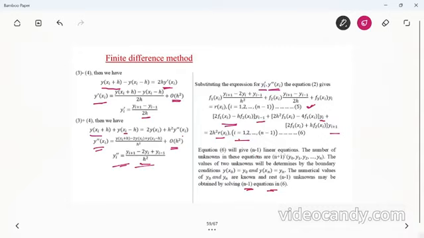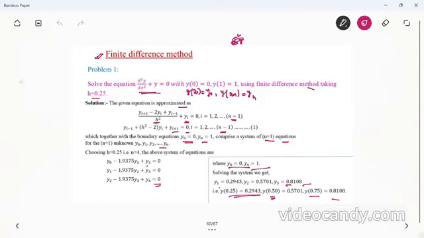From this equation we get n minus 1 linear equations, and the number of unknowns is n plus 1, where the initial and ending values are given. The values of two unknowns are determined by the boundary conditions y of x0 equals y0, y of xn equals yn. The numerical values of y0 and yn are known, and the rest n minus 1 unknowns may be obtained by solving the n minus 1 equations in 6.